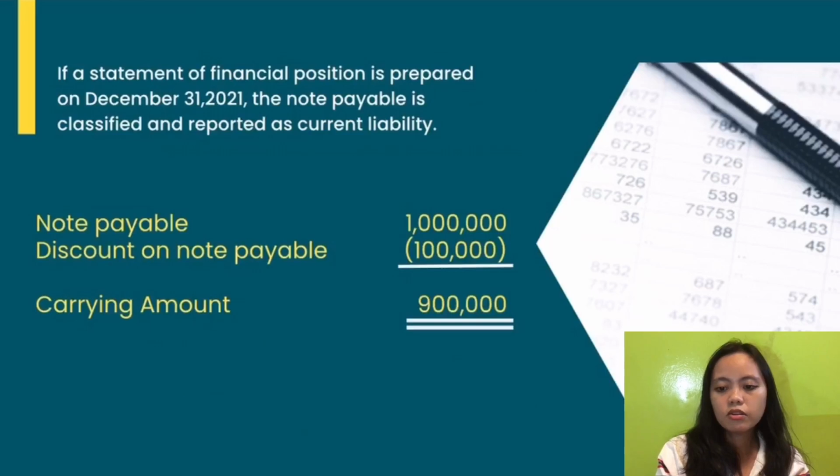Observe that the discount on note payable is a direct deduction from the face amount of the note payable. The carrying amount of 900,000 is actually the amortized cost of the note payable.